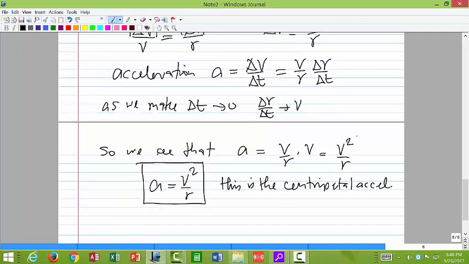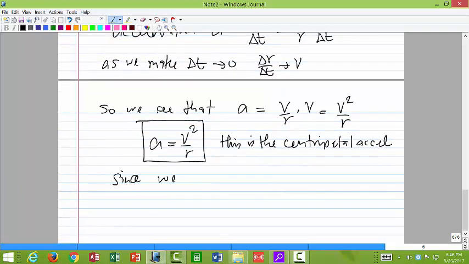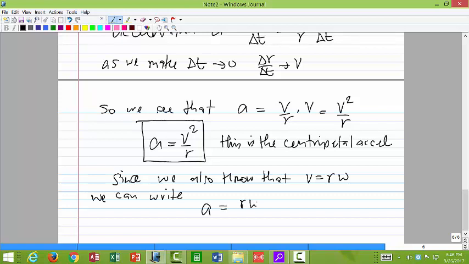This is centripetal acceleration. Since we also know that V is equal to R omega, we can write the centripetal acceleration as R omega squared over R, which gives us A equals omega squared R. So A is equal to omega squared R. That's just another way of writing centripetal acceleration. Any questions on that?